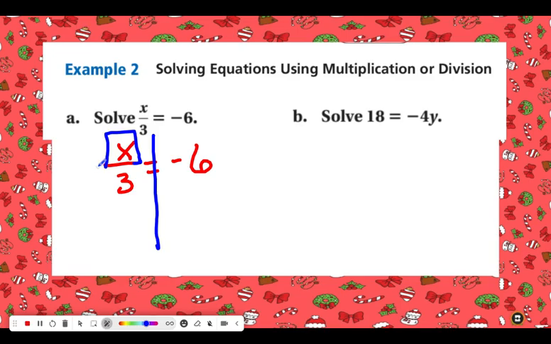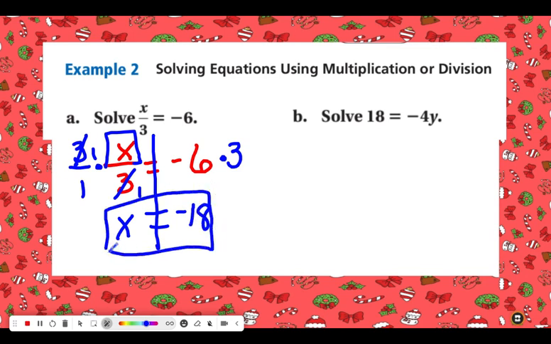The opposite of division is multiplication. So I can say multiply by 3 over 1. Because look what happens. My 3 divided by 3 is 1. Isn't 1 times x just 1x? That's our goal. What you do to one side, you do to the other. So x equals negative 6 times 3, which is negative 18.